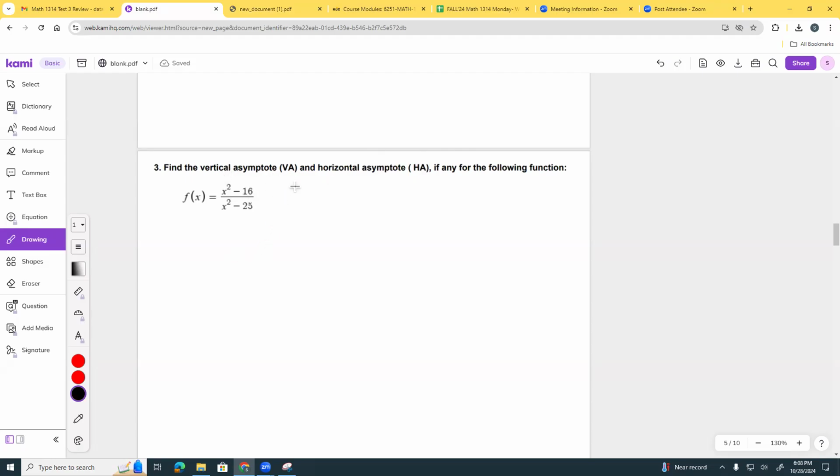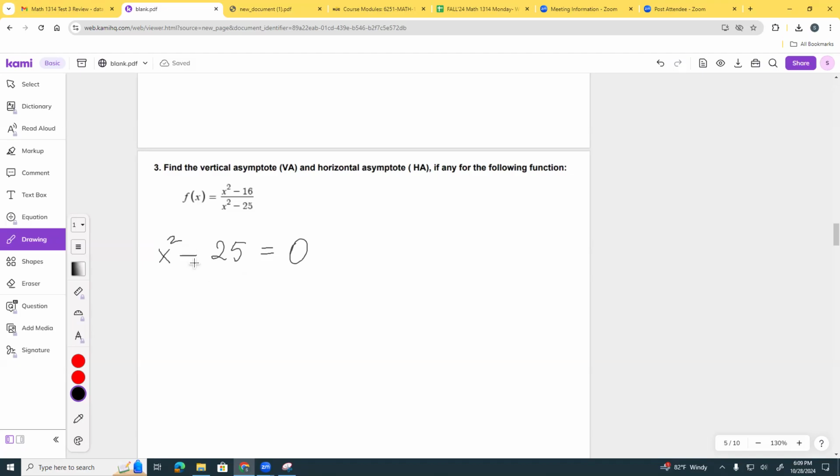So for vertical asymptote, what part of the function do I check? Denominator, good job. Vertical asymptote is only about the denominator. And what's the denominator of this function? X squared minus 25. This is the denominator. What am I going to do with this denominator? Equals 0. Okay, we're going to set this equal to 0.